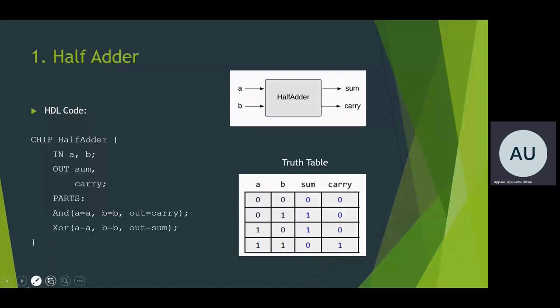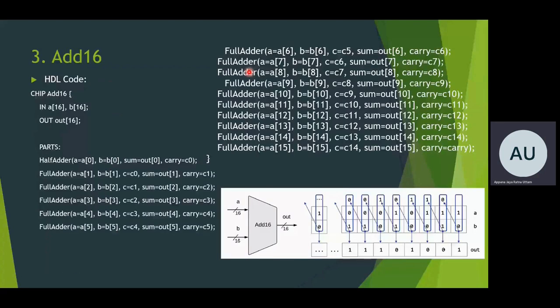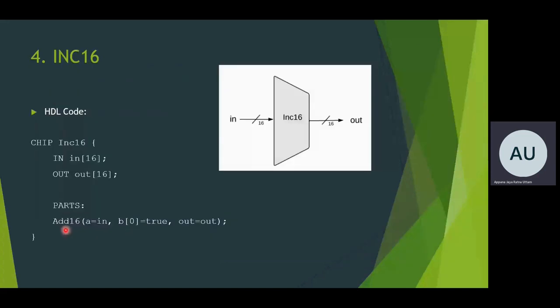And then if you have Inc16, first we give only the true value, the basic one will be 1, and we should just increment all the values with 1. So in this way we can get the given value incremented by one.